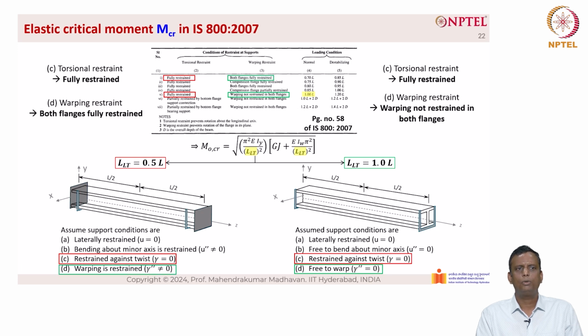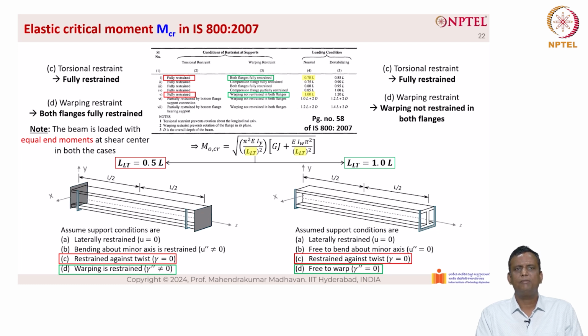Now, let's look at the boundary condition D, which is warping is restrained, gamma not equal to 0. As you can see here, both flanges are fully restrained. The value is given as 0.7. Here we can see that 0.7 is the codal provision, whereas the theoretical derivation is given as 0.5 L.